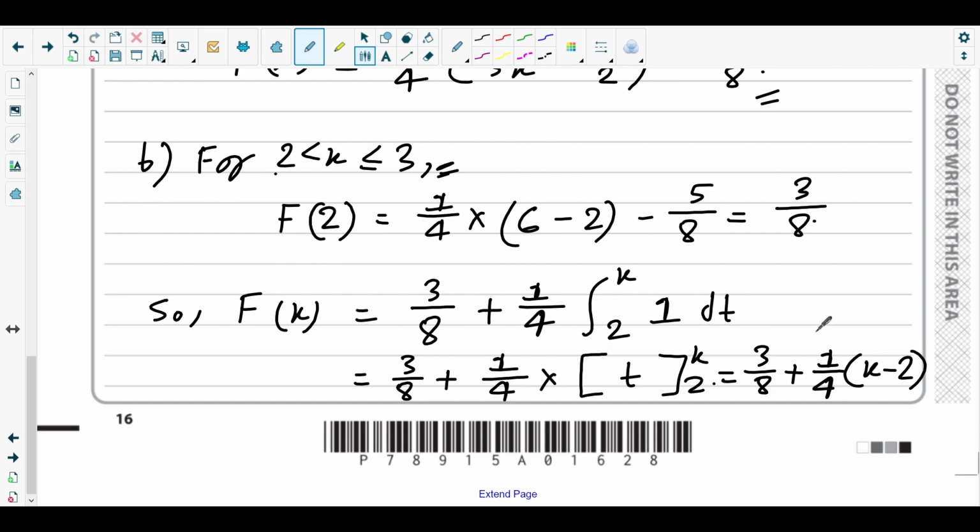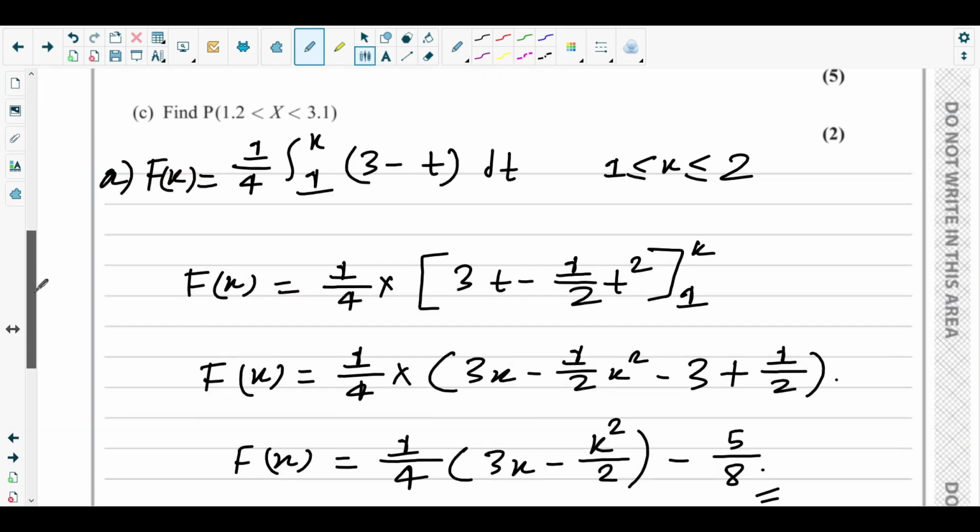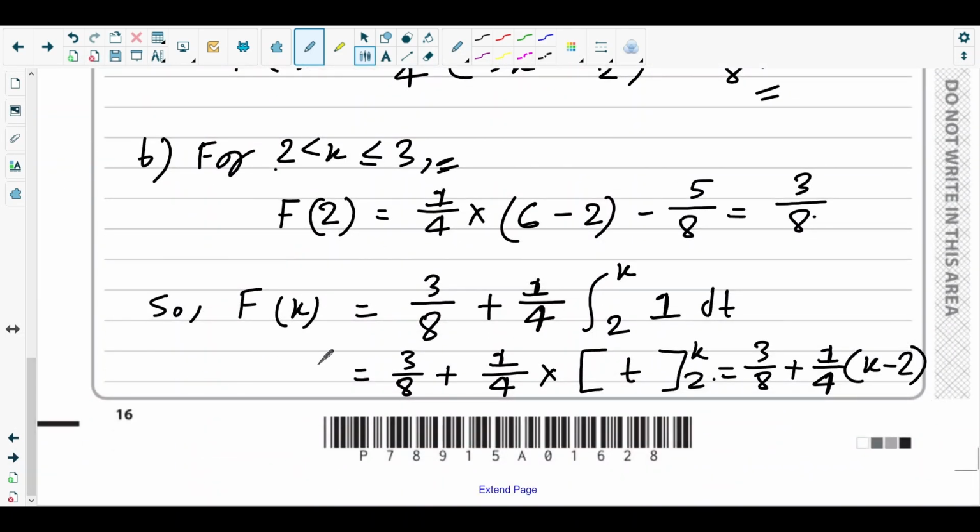From here, you can keep it as it is, or if you take 3 over 8 common, you will get 1, and then 1 over 4 divided by 3 over 8 gives us 2 over 3. It's not required. You can keep it as it is, no need to simplify.